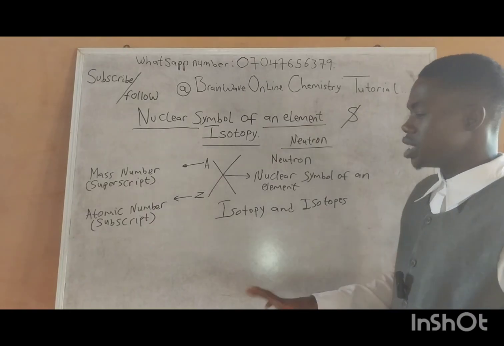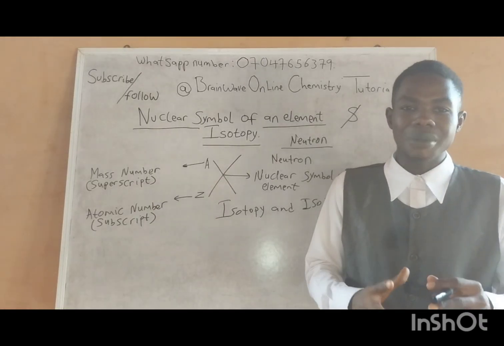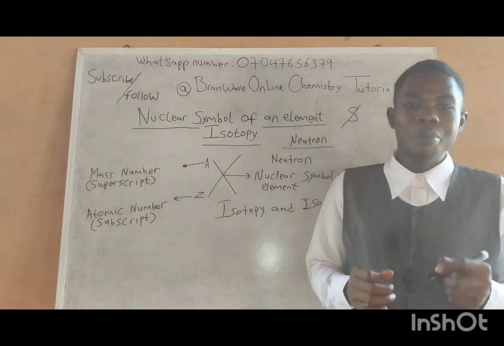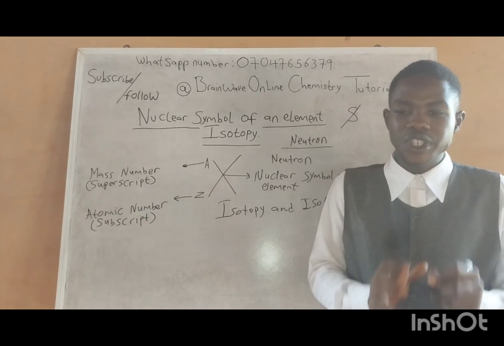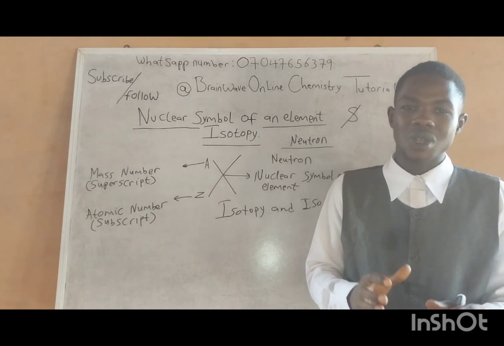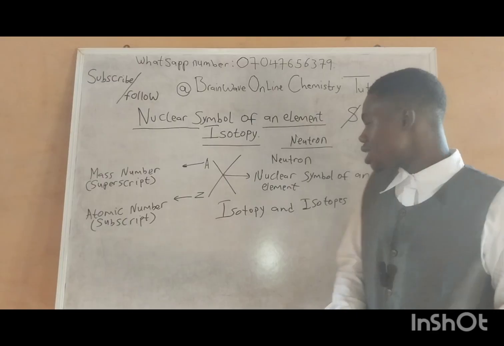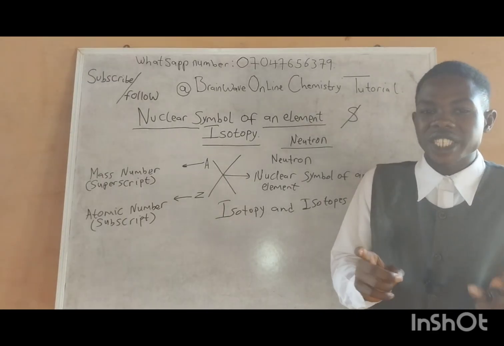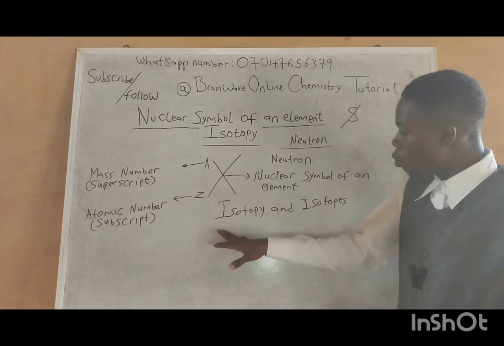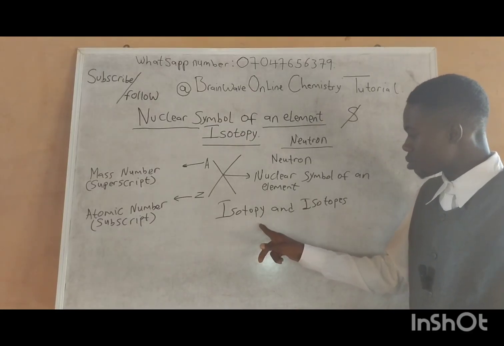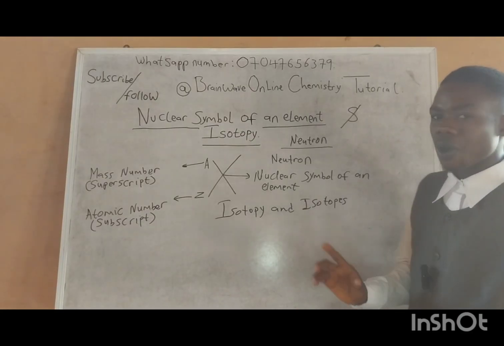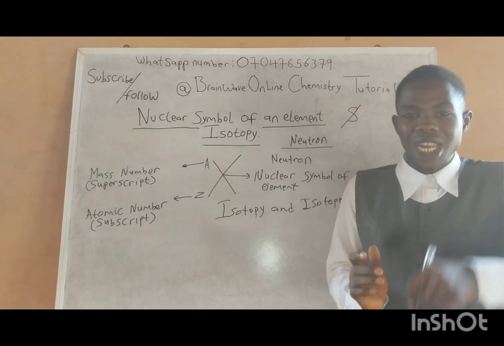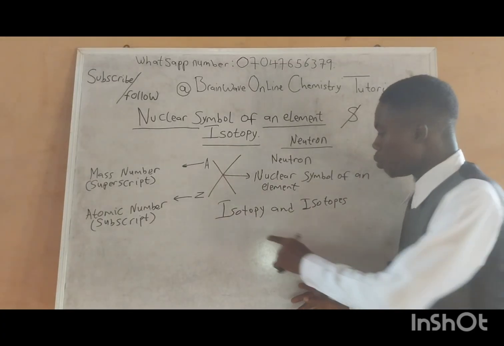Now, isotopy is a phenomenon whereby atoms of an element have the same atomic number but different mass number due to the difference in the number of neutrons, like I've explained earlier on. Now, what about isotopes? Isotopes are the atoms of the element exhibiting the phenomenon which happens to be isotopy.